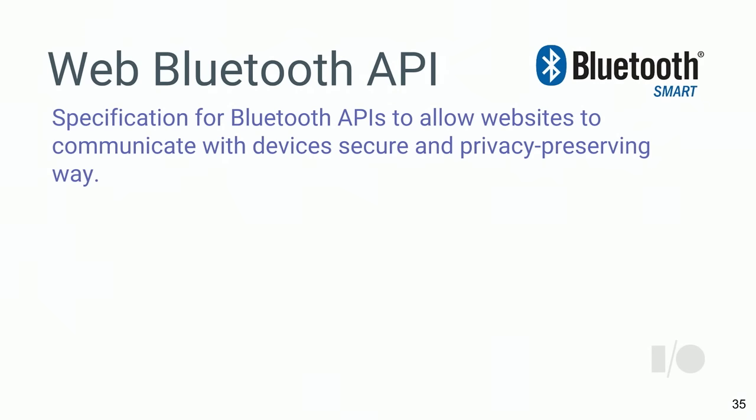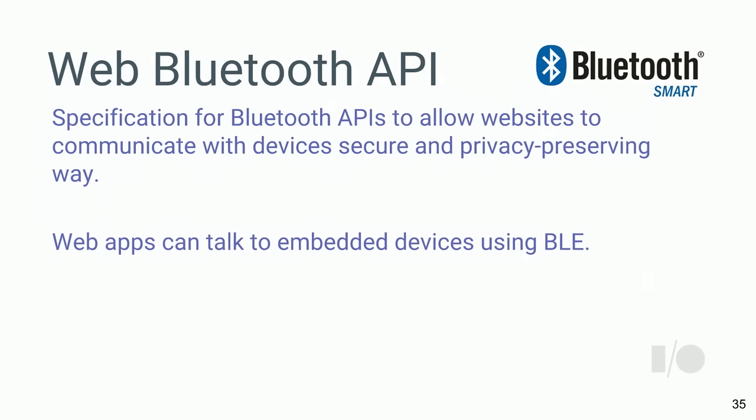Okay, so let's talk about this magic. What is the Web Bluetooth API? The Web Bluetooth API is a specification that allows you to talk from a web page to a device in a very secured way. And secondly, it allows you to communicate and control devices using Bluetooth Low Energy. So this is the standard Bluetooth Low Energy that's been around for a while.